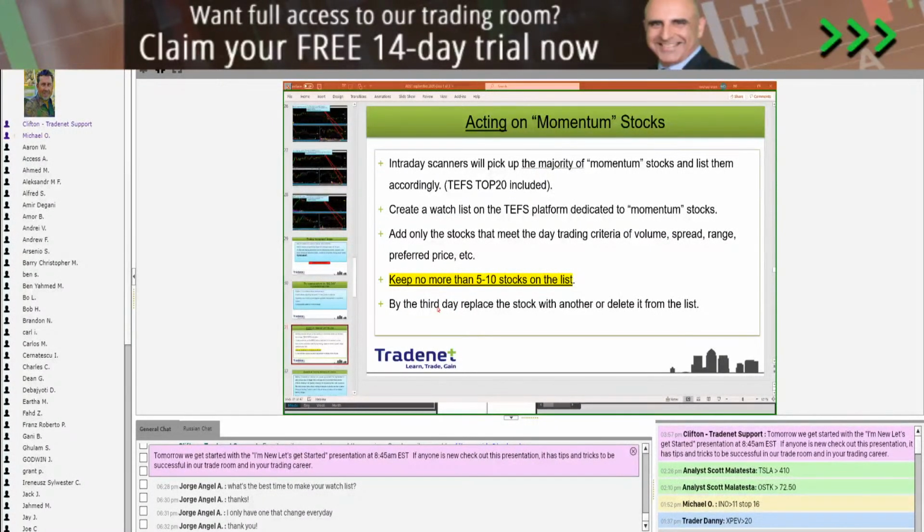And most of the time, most of the momentum stocks will be in your list for a day or two. 99% of them will be out by day number 3. Day number 3, out. Unless it's Tesla, then you stick to it.